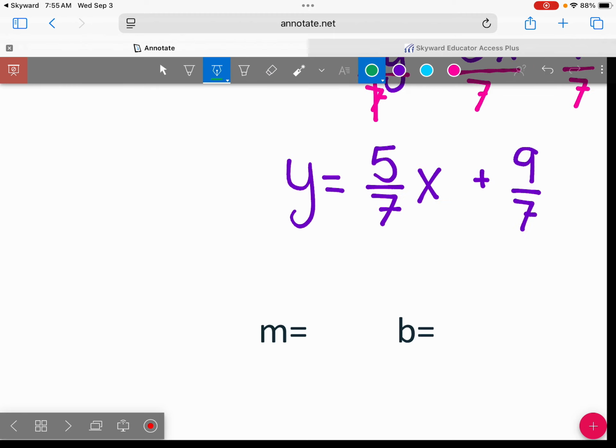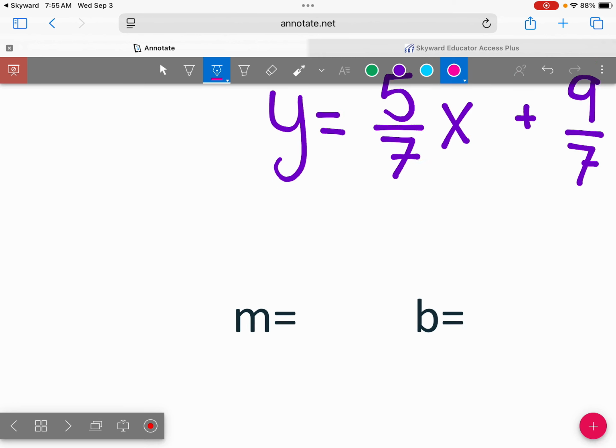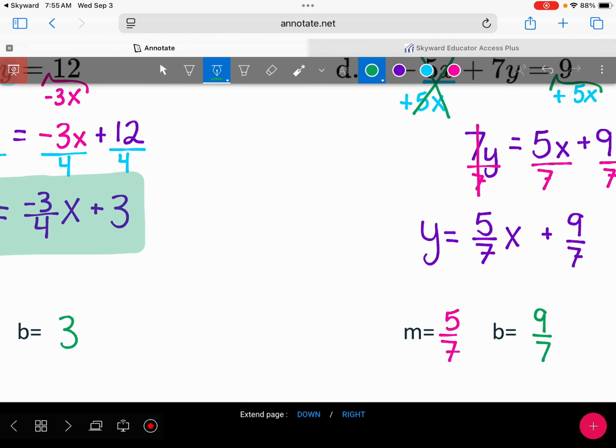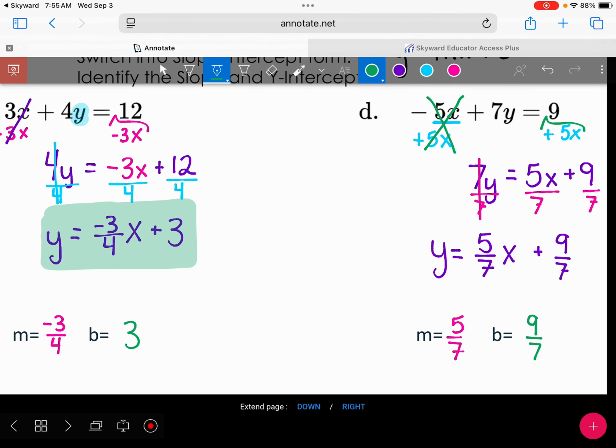Last thing we got to do is tell me which one is m, the 5/7. Which one is b, our 9/7. Okay, so identifying these pieces is really important.